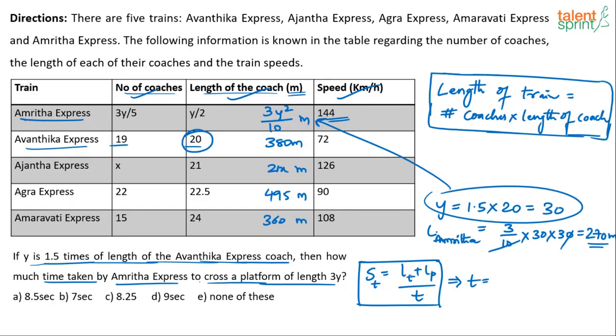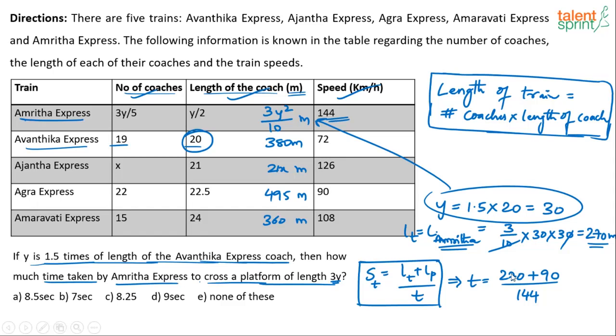Now what is the length of the train? This is LT. Length of the train is nothing but length of Amrita Express, which is 270. What is the length of the platform? Length of the platform is given as 3y, which is nothing but 90 meters, divided by speed of the train, ST. What is the speed of the Amrita Express? 144. The only problem that we have here is distances are in meters, 270 meters, 90 meters, and this is kilometers per hour.